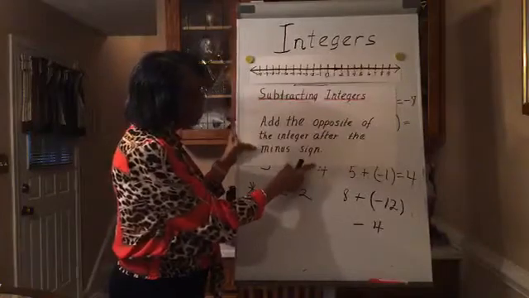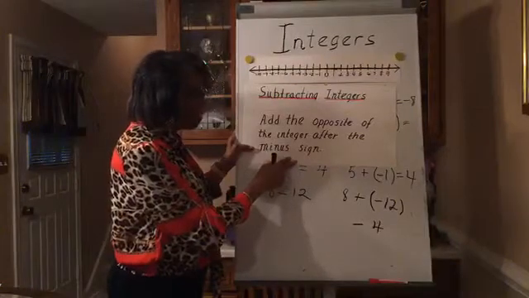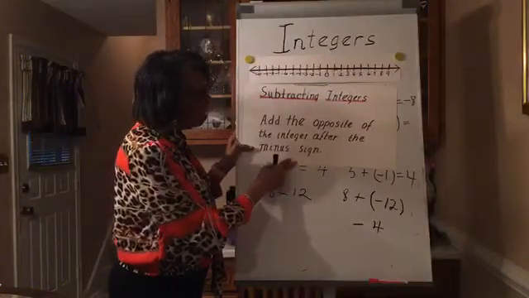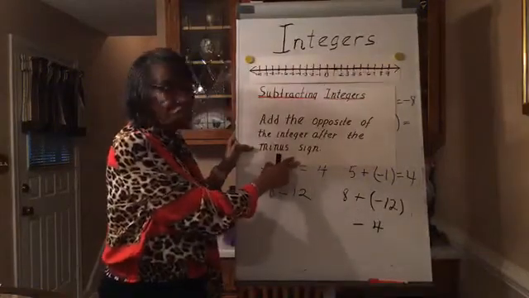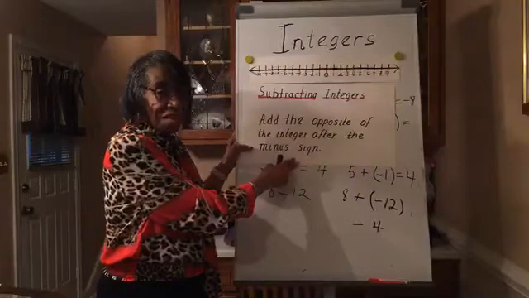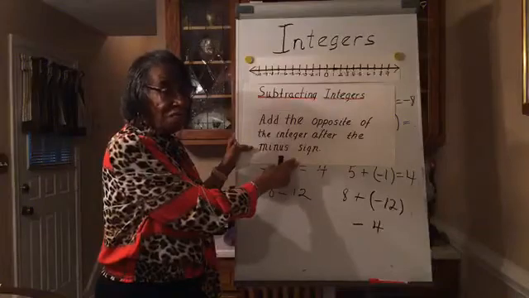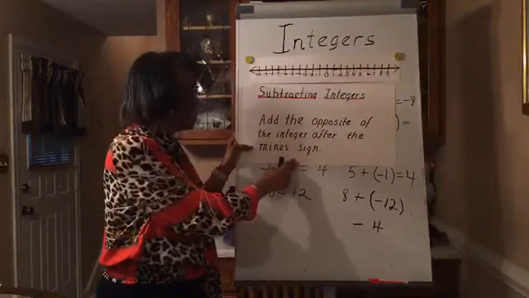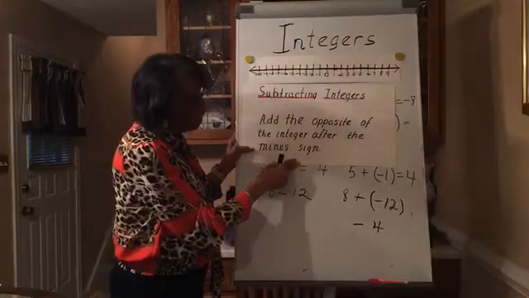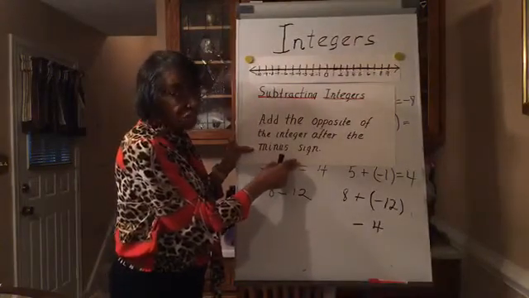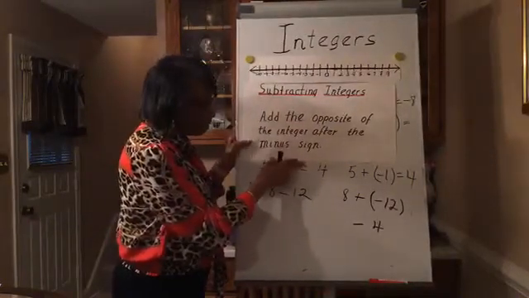All right, subtracting integers. We add the opposite of the integer after the minus sign. And the sign, of course, if we're adding, I don't have to tell you anything else because we've already learned how to add a positive and a negative. And we learned how to add two positives, and we learned how to add two negatives. Add the opposite of the integer after the minus sign. Nothing happens to the first integer, so let's get that straight. It's the integer after the minus sign.